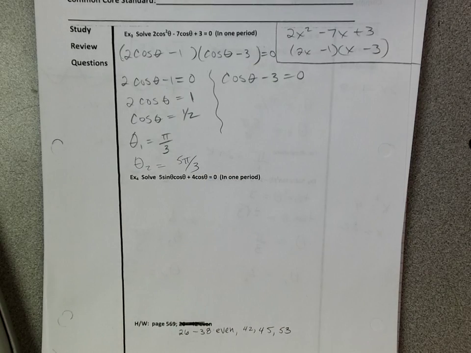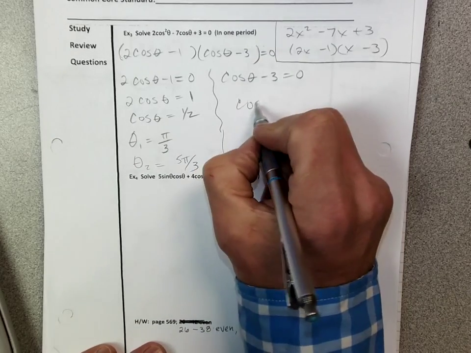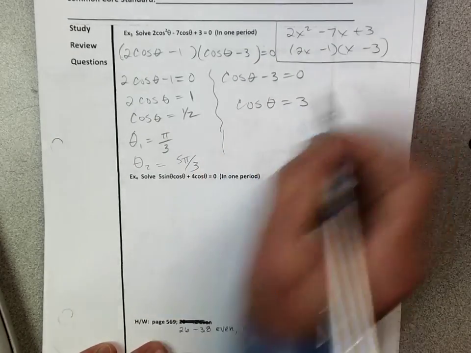You guys want me to show you? So cosine is the x value. Here's 1, here's my 1/2, and here's the other 1/2 right there, 5 pi thirds. Everybody good on that one? Okay, so those are my first 2 answers. Now, on the second one, let's solve and go, okay, cosine theta equals 3.